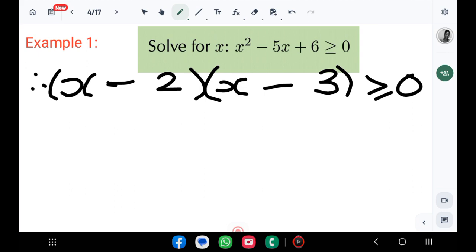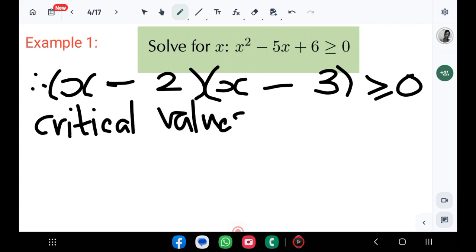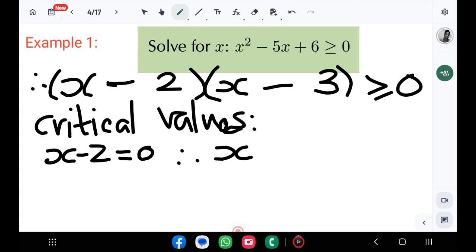And now that you've factorized your quadratic expression, you use that to figure out what your critical values are. So step number 2, critical values. The next step is finding your critical values. How do you do that? You basically take your factors and equate each and every one of them to 0, like you would in an equation, almost like solving. Basically, you're looking for roots that make this expression 0.